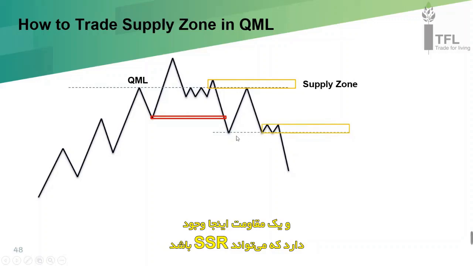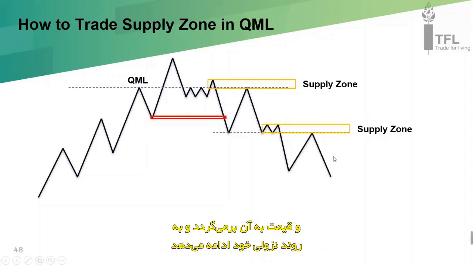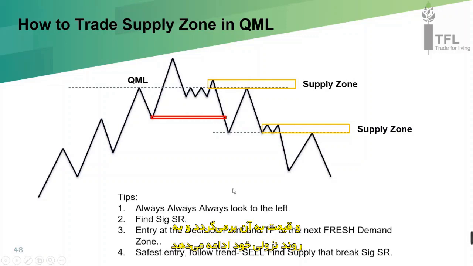And then what happens is that there is a resistance. Maybe at the back there might be SSR. And this is our new supply zone, and the price comes back and then continues dropping all the way. So the tip here is always look to the left. You have to know what happens before. Then you have to find your significant support and resistance. So it's very important. Third is to enter at the decision point. This is our decision point, and TP at the next fresh demand zone.